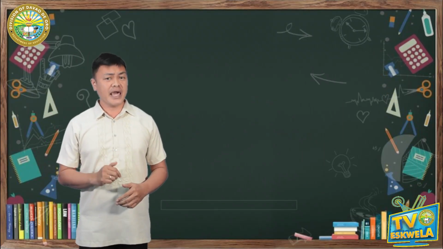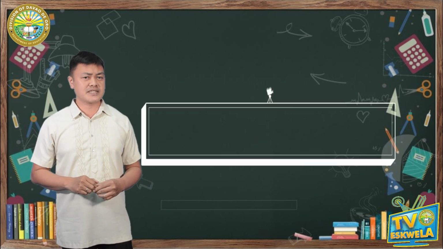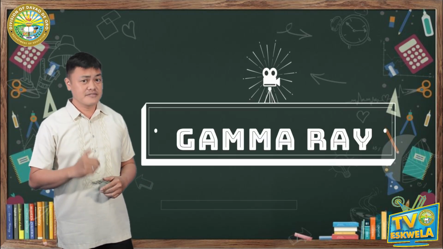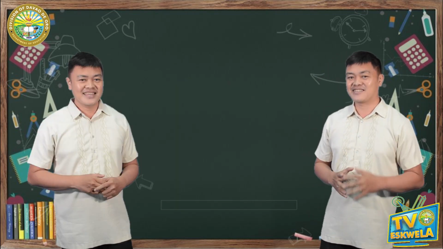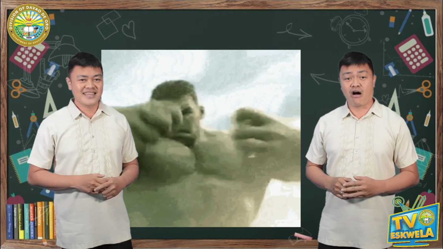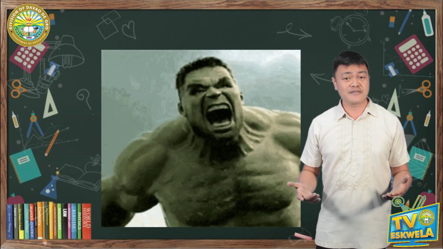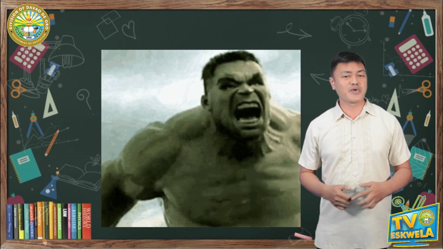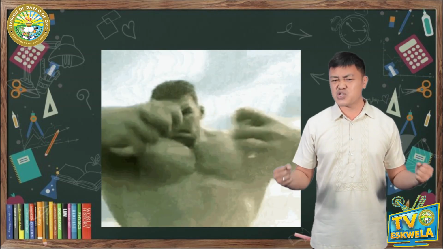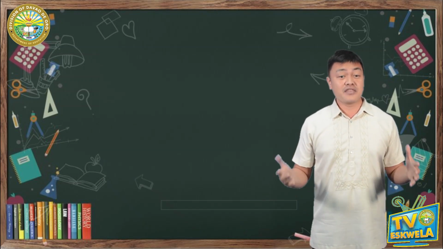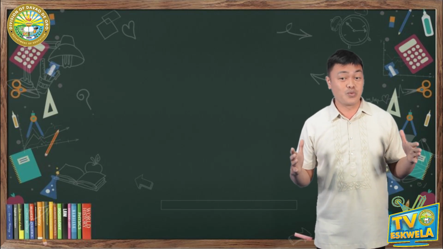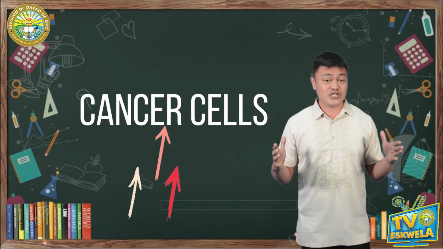So far, based on the diagram, it is gamma ray. Absolutely correct. You're very smart. Do you remember Hulk, the Green Man in Marvels? He was injected by this gamma ray and caused him to be very strong and become a superhero. But in reality, this range of frequency and wavelength is used to detect cancer cells.